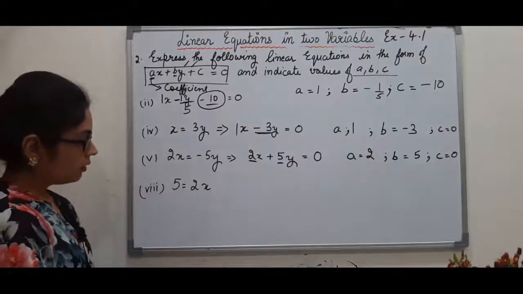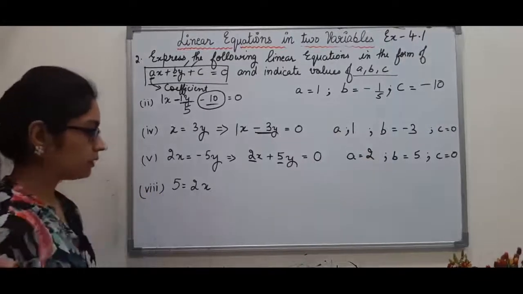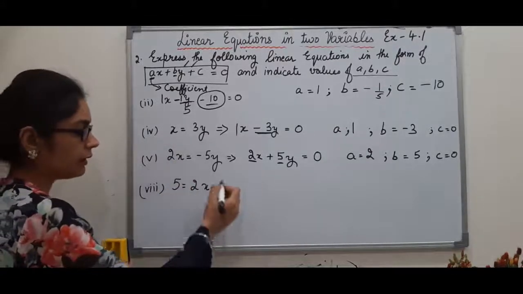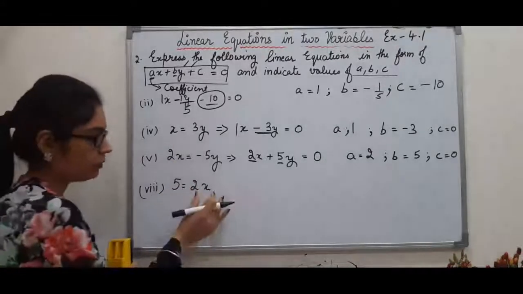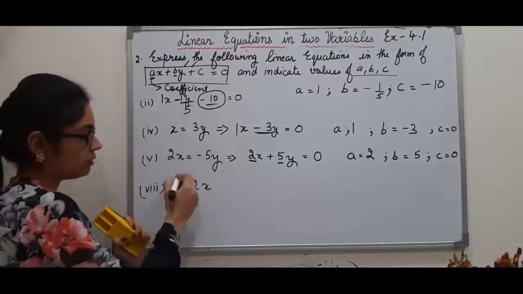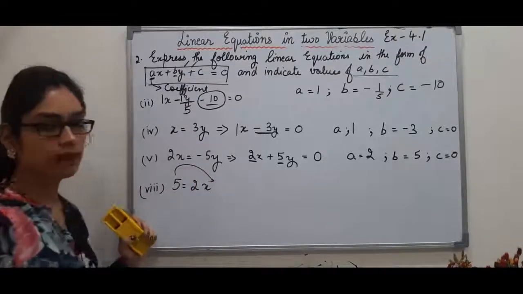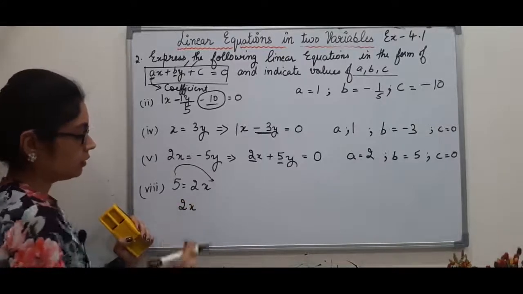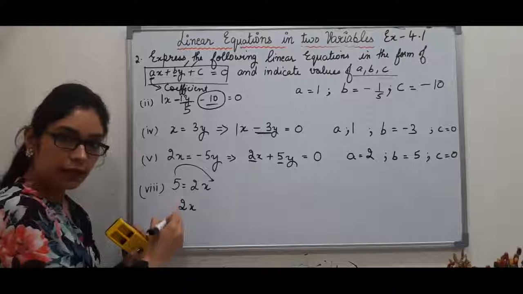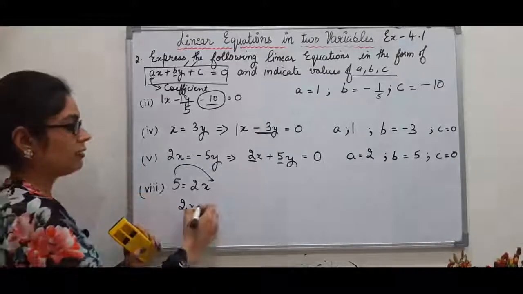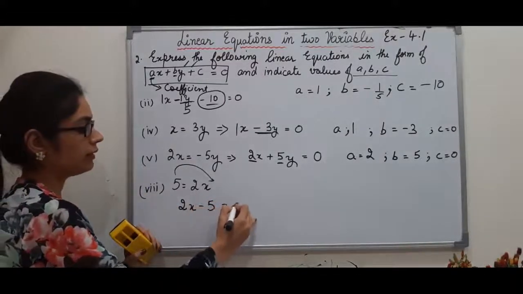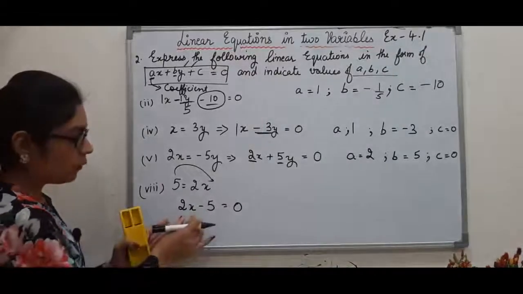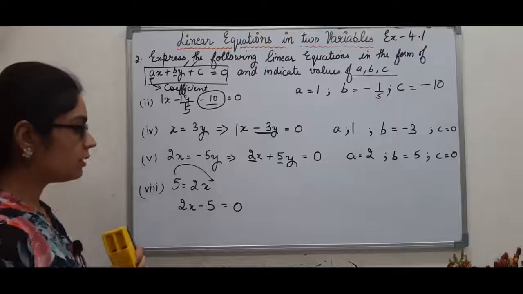This one, 5 is equals to 2x. Again we'll shift to one side. Either you shift this 5 to the other side or you can shift this 2x to this side. Let's just shift 5 to this side, which will be equals to 2x. This plus 5, if we change its side, will be changed to minus 5. On the other side nothing is there, which means 0 is there. So 2x minus 5 is equals to 0.